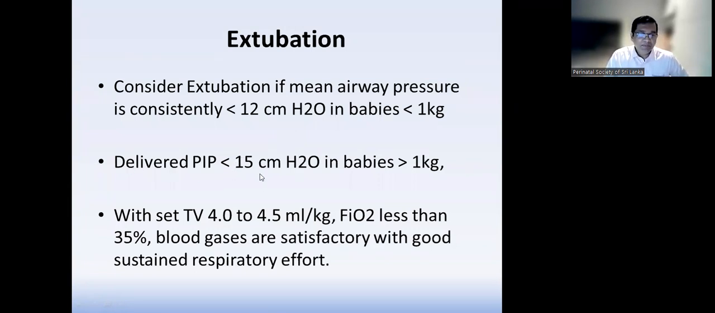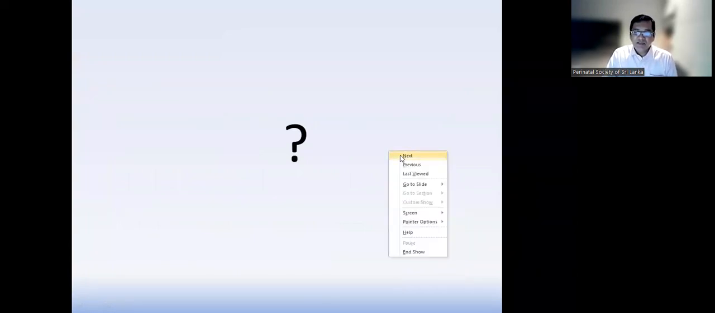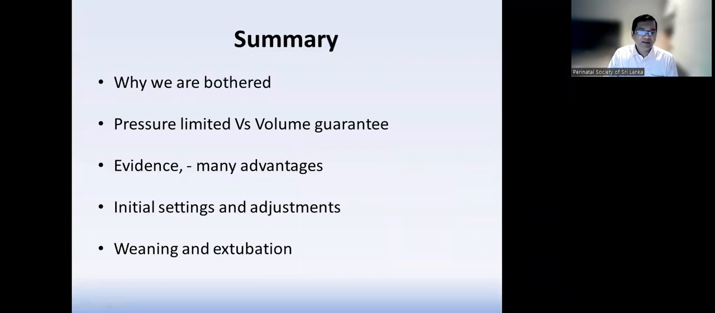And if the delivered PIP is less than 15 for a baby more than 1 kilo, again that baby is ready for extubation. So with a set tidal volume of 4 to 4.5 milliliters per kg and FiO2 less than 35%, blood gases are satisfactory with good sustained respiratory effort, then the baby is ready for extubation on volume guarantee ventilation. So that's basically it; we will discuss any questions after that. Basically, in a nutshell, a very basic understanding about volume guarantee ventilation.